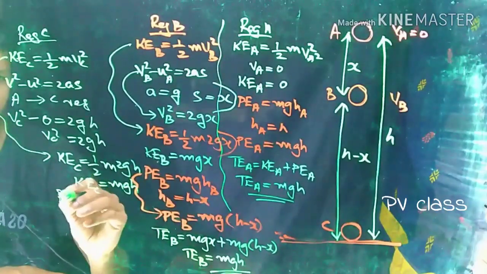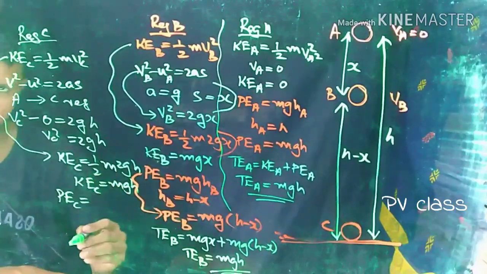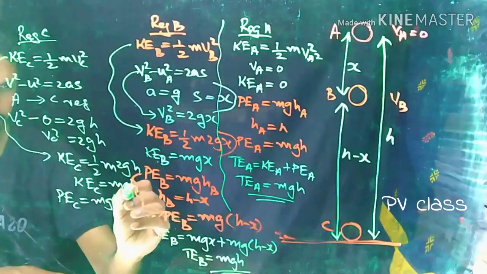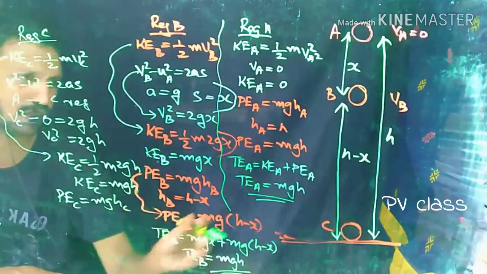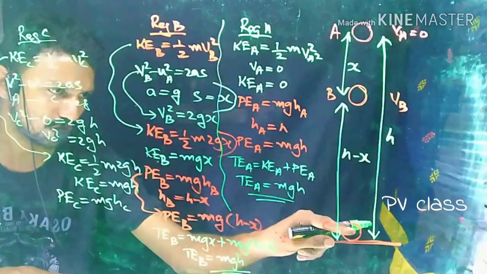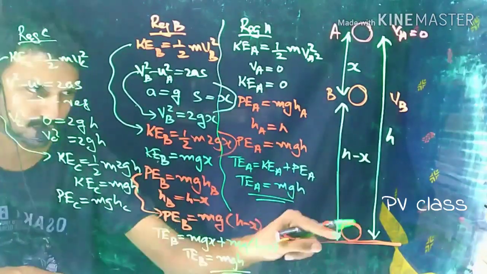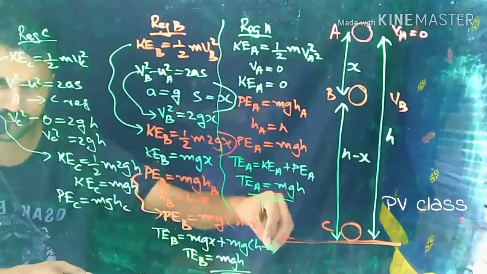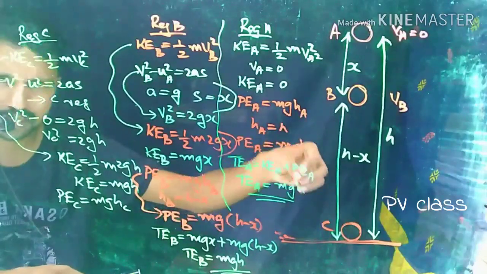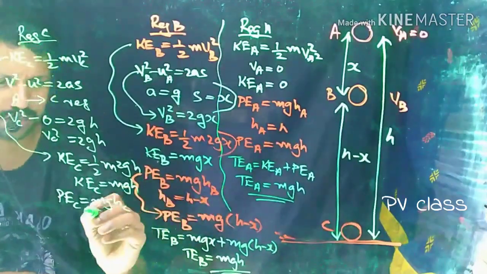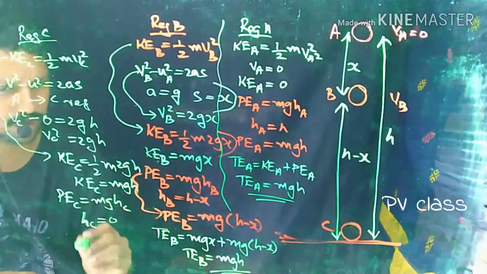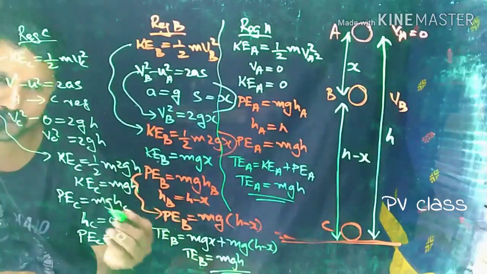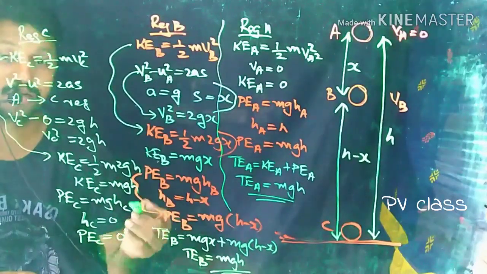What is potential energy at region C? As we all know, we will use potential energy's general expression, that is mgh. We have to write mghc. hc is the height from the ground to region C. Region C is the situation where the object is just touching the ground. If it is just touching the ground, height at region C is 0, which means potential energy at region C will become 0. Clear?